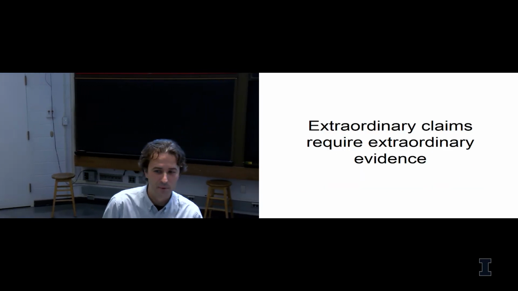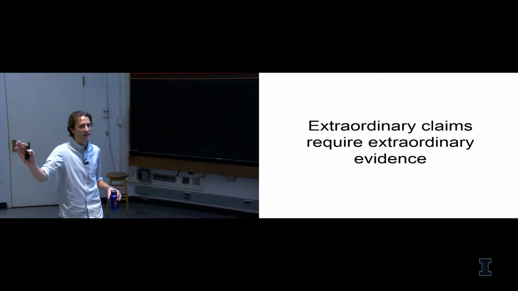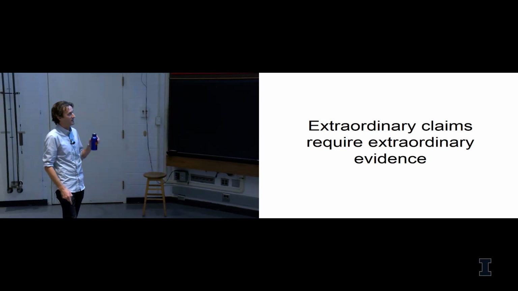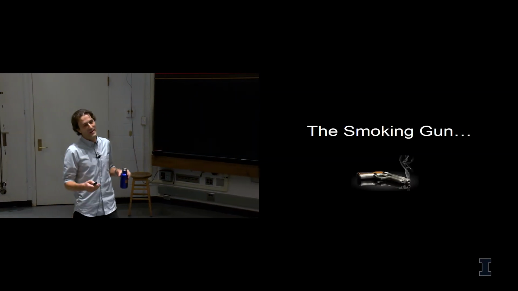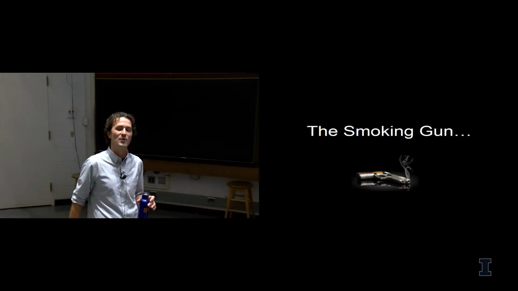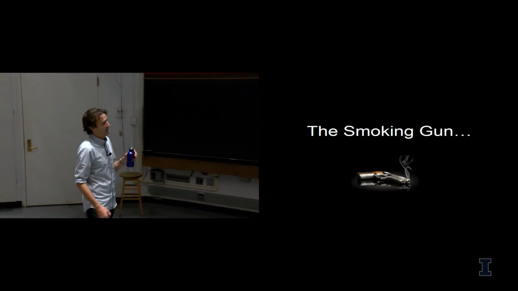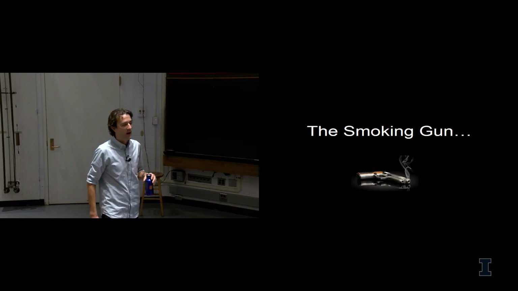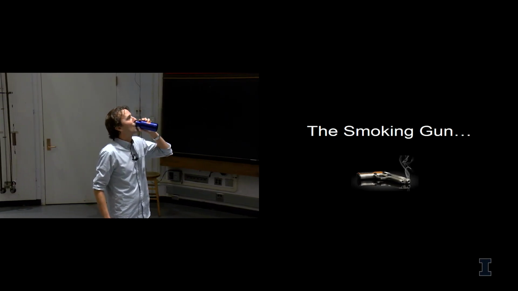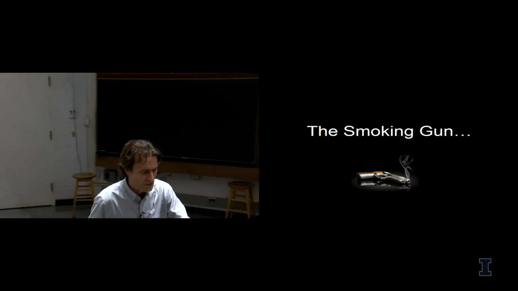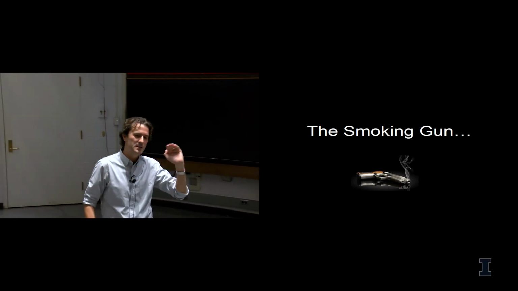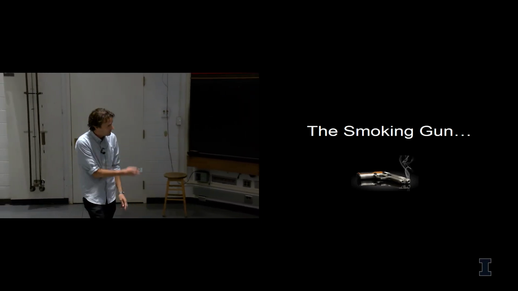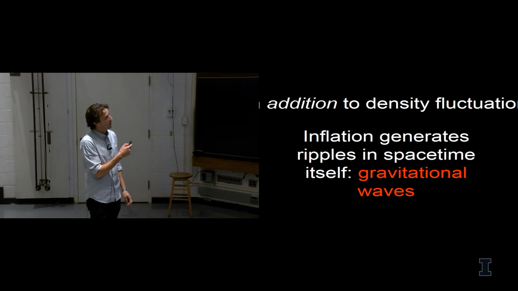Okay, but as I keep saying, extraordinary claims require extraordinary evidence. We're kind of lucky with inflation because it turns out there really is a smoking gun. You can write down a number of theories that give you fluctuations, but it's really just inflation that predicts this one particular signal on the sky. So let me, in the last few minutes, try and describe this.